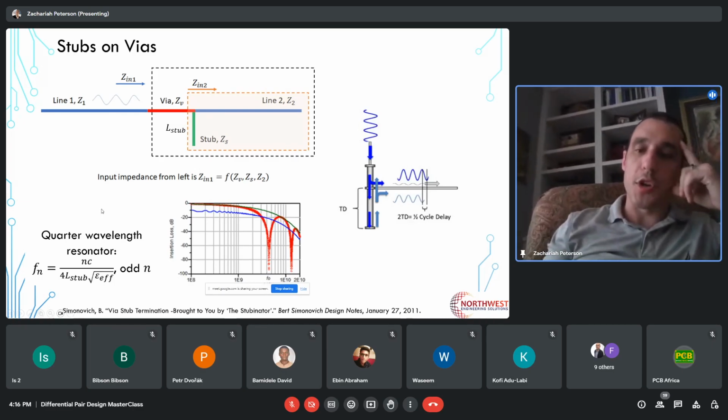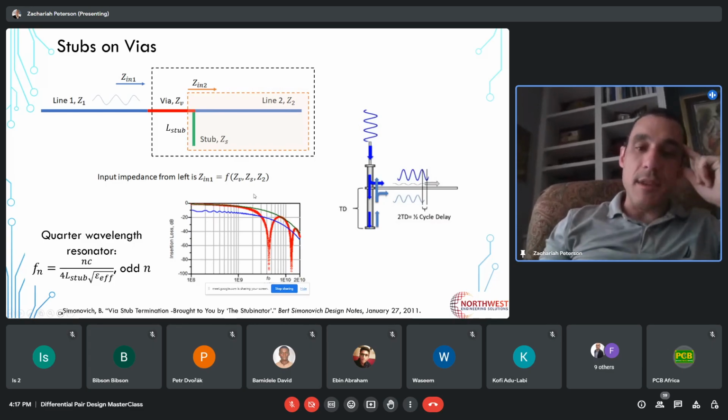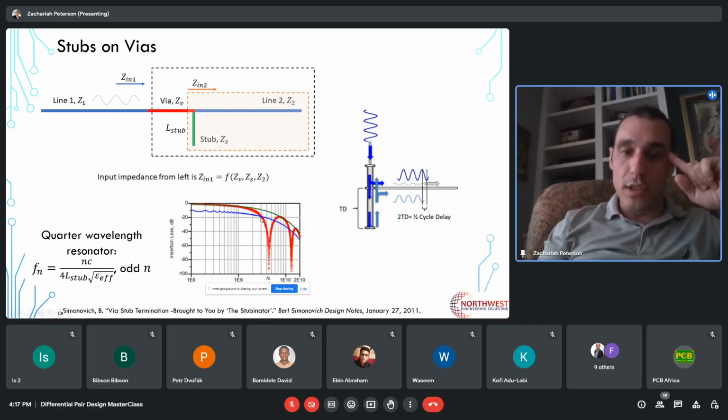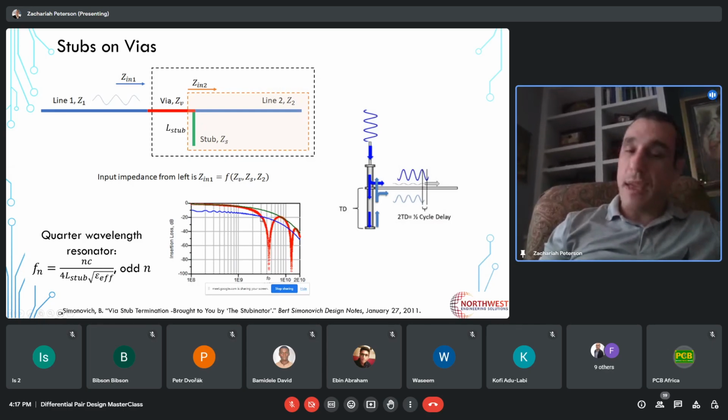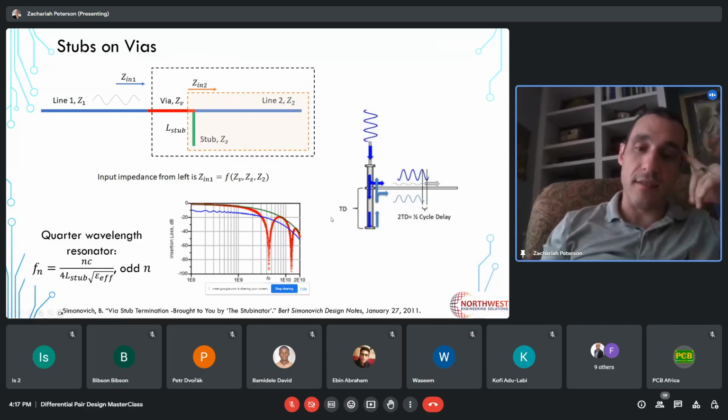So those correspond to very strong loss. And these can be bandwidth limiting. Basically, this can limit your available bandwidth down to what looks like a few gigahertz here. And basically, if you try to send in a signal with more than 3 gigahertz bandwidth, the channel will not function because the stub is blocking that power from getting down to the receive end of the interconnect.